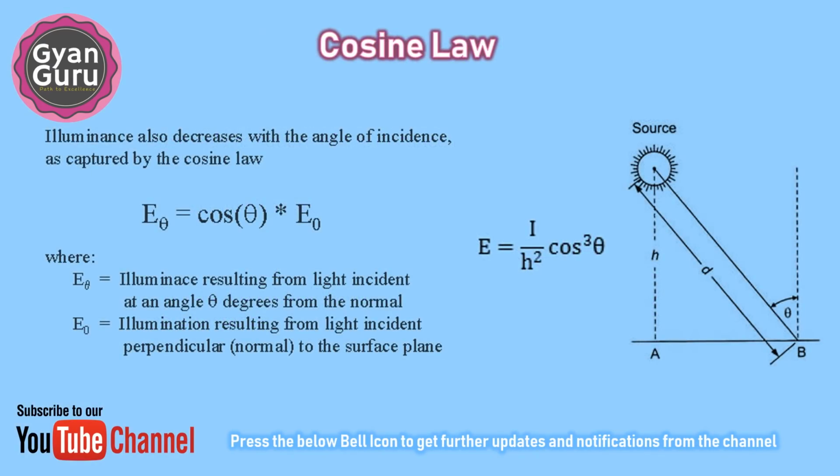According to this law, illumination varies directly as the cosine of the angle between the normal to the surface and the direction of incident light. In the figure shown here, this source is illuminating the normal surface. As per the equation, illumination varies inversely proportional to the height of the source and directly proportional to the cosine of the angle between the normal to the surface and the direction of incident light.